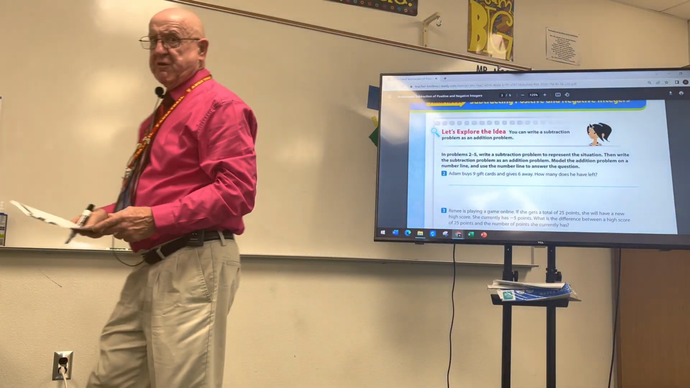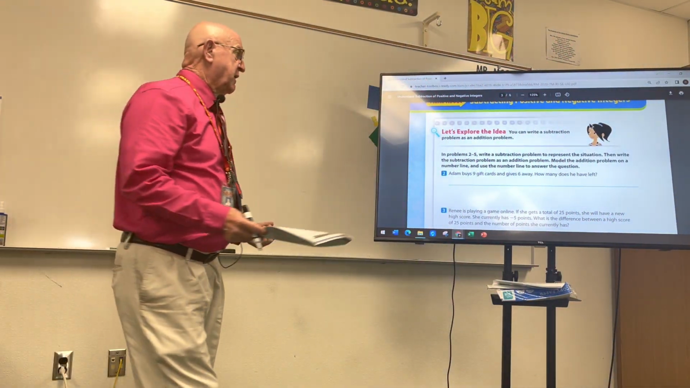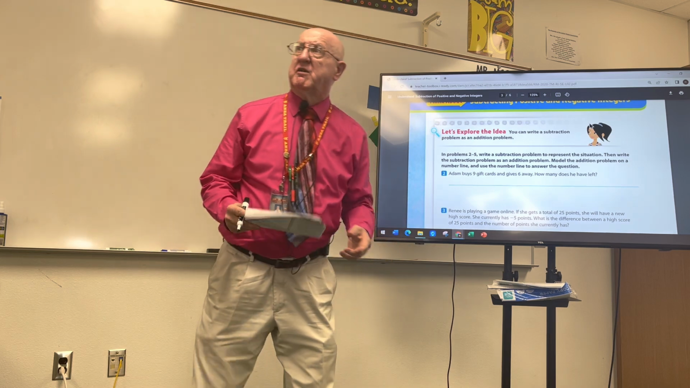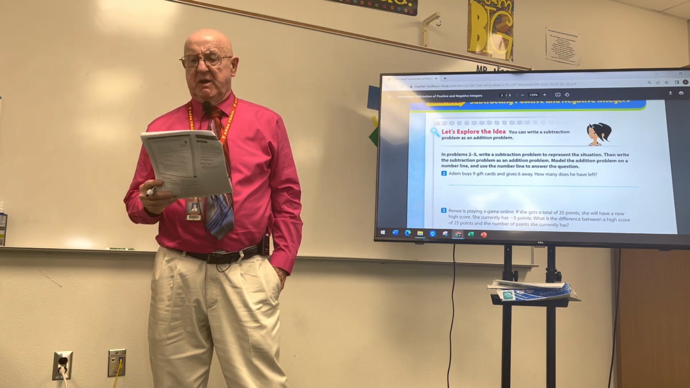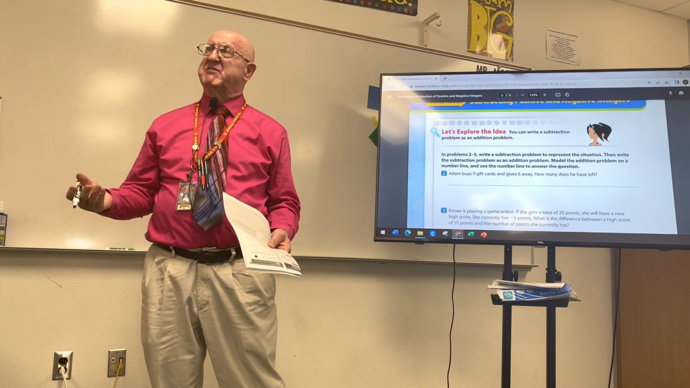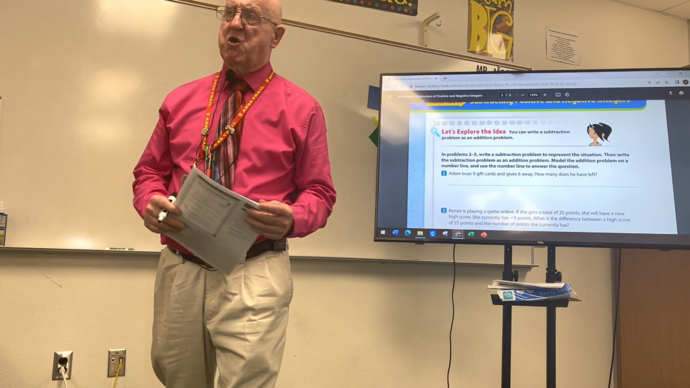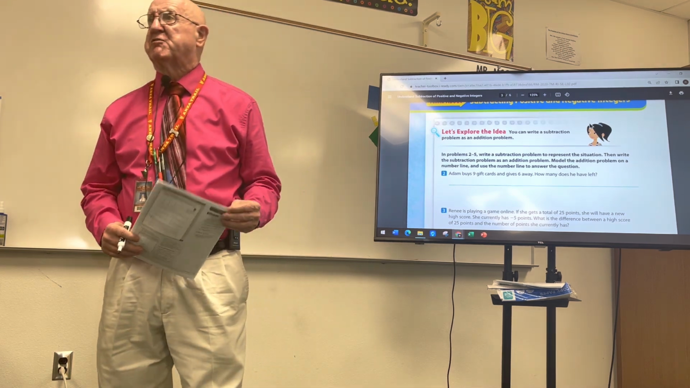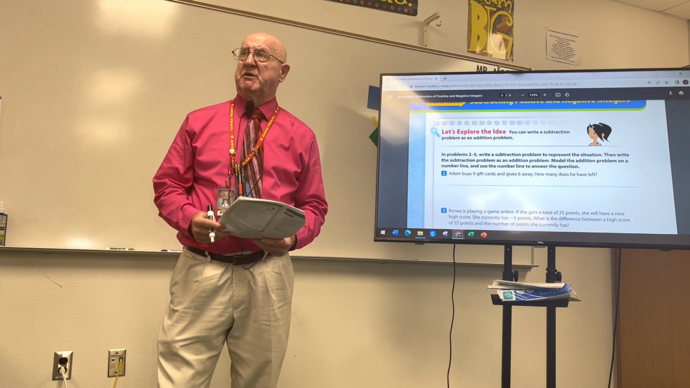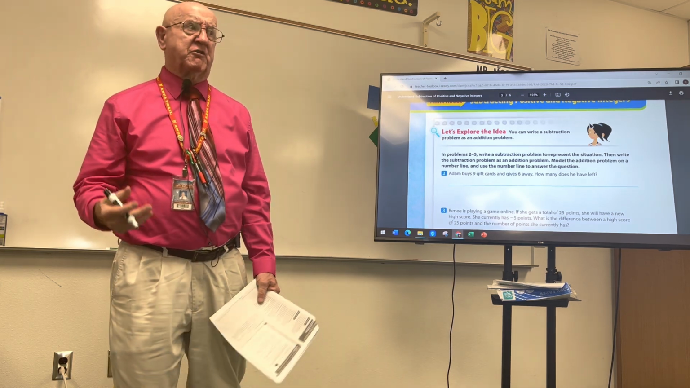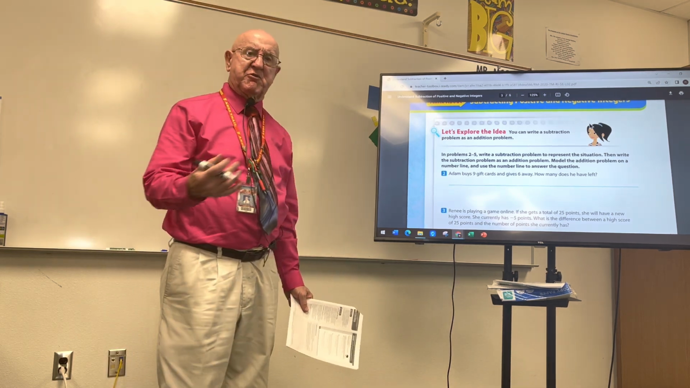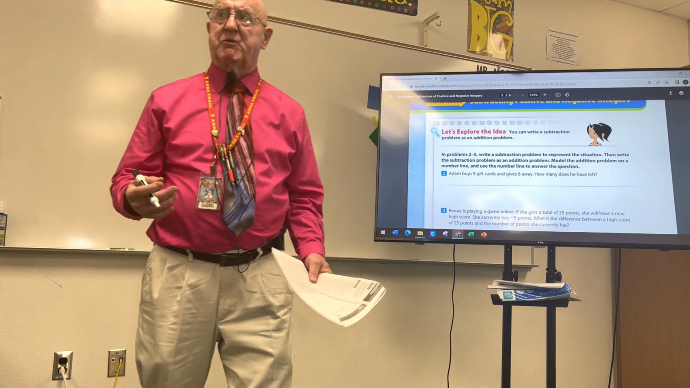Guys, for those of you who couldn't be here today, this is the second part of the lesson we started on Friday, and it's subtracting positive and negative integers. You will have homework at the end of the lesson. It's pages 13 and 14, and we are continuing the discussion on how addition and subtraction are inverse operations.